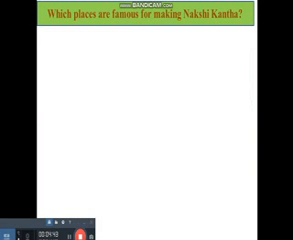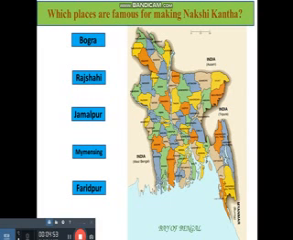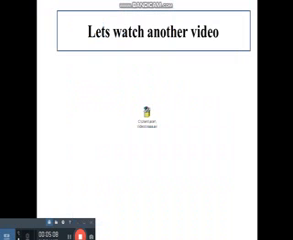Which places are famous for making Nakshi Kantha? Do you know? I think in Bangladesh and West Bengal, especially Bangladesh, there are some areas: Bogura, Rajshahi, Jamalpur, Mymensingh, Faridpur, and Jashore. It is also very popular in the nearest country, in West Bengal, a state of India. Let's see another video to help you develop.